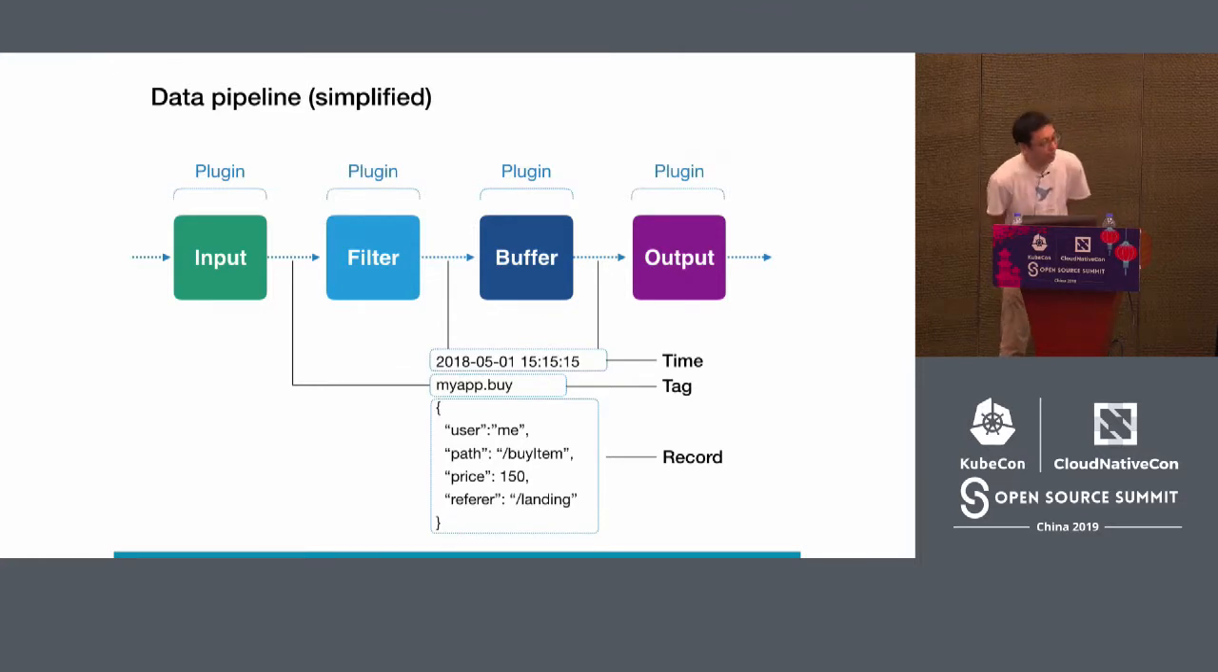This image shows the data pipeline in the Fluentd instances. So incoming events are passed through this right to left. So input plugin, filter plugin, buffer plugin, output plugin. Now I will talk about each component.